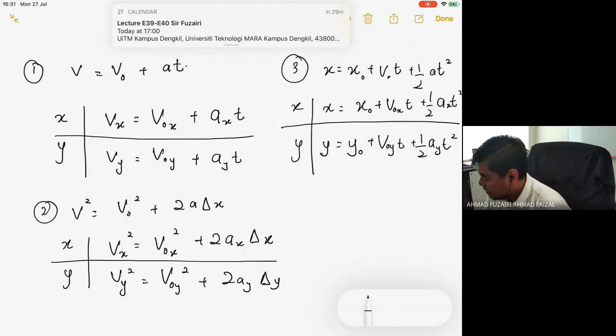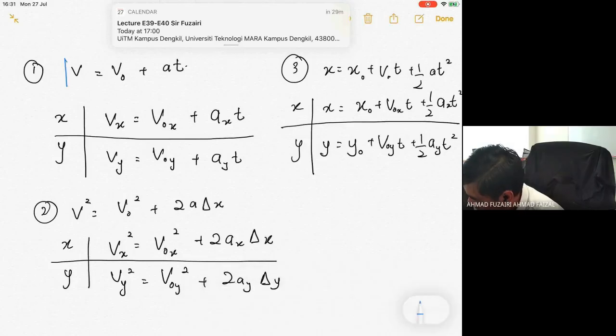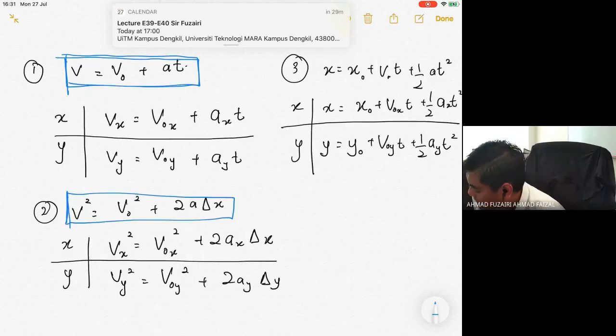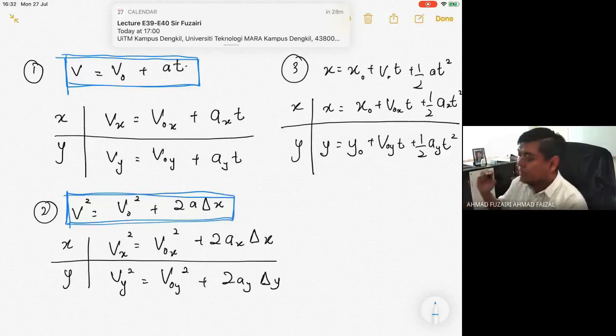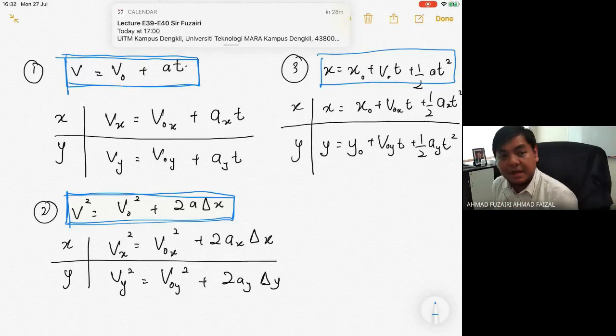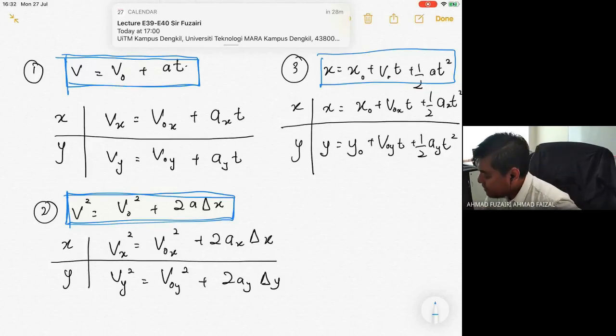You try to expand this one, the blue box. So this is the original equations of motion. We have three equations of motion, which we're calling in blue. And you already expanded the equations in terms of x and y. But for the purpose of projectile, remember this thing.